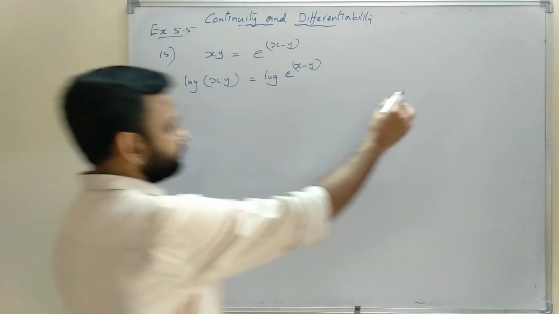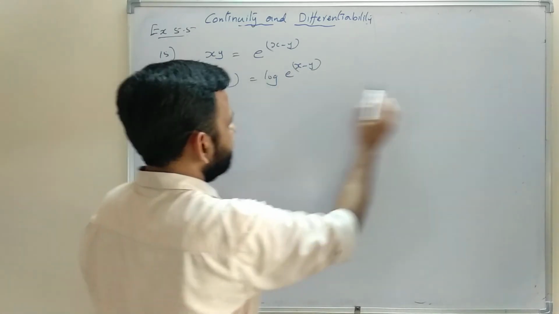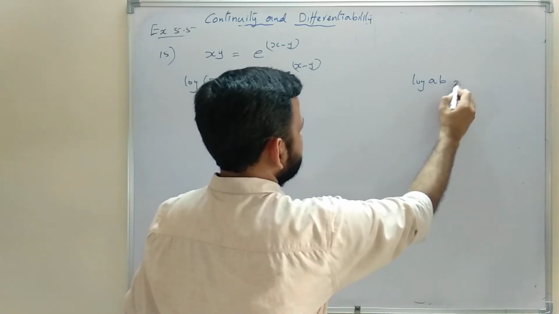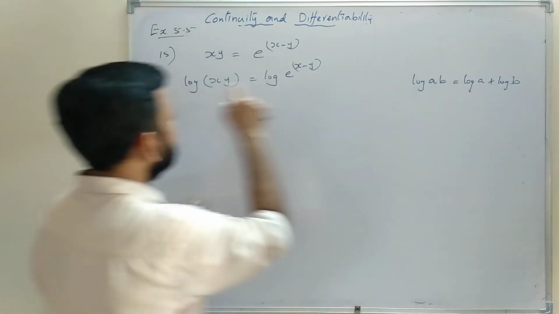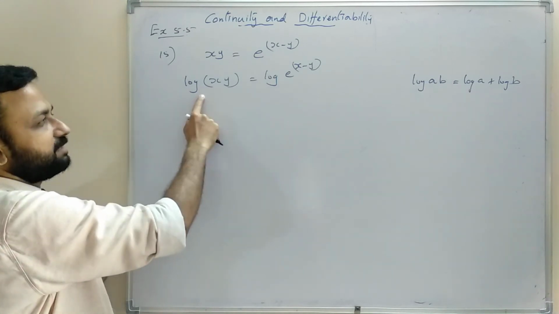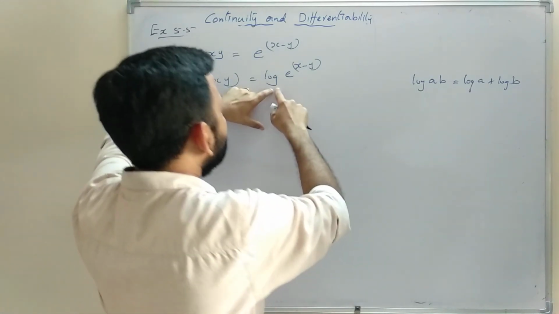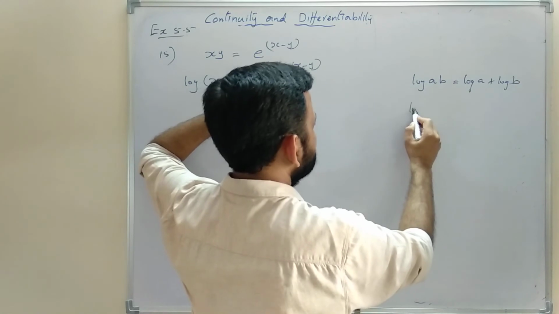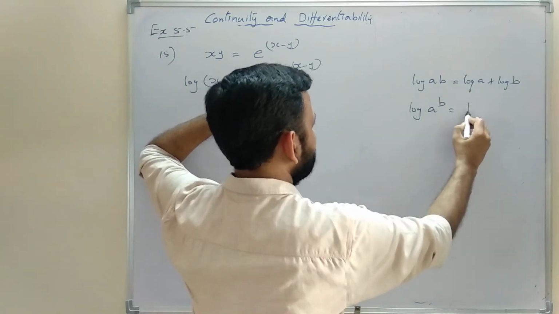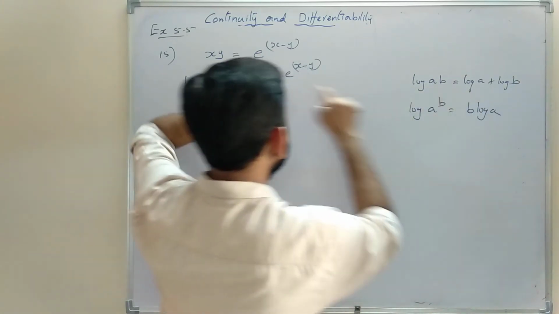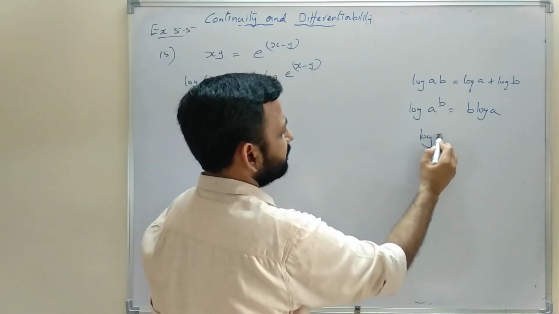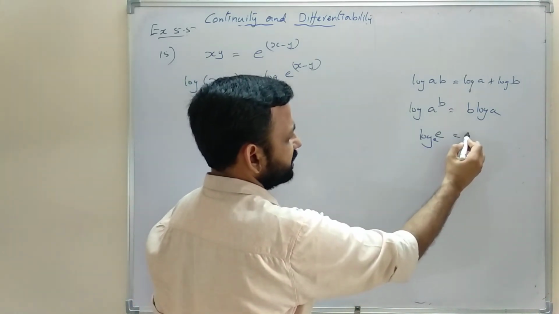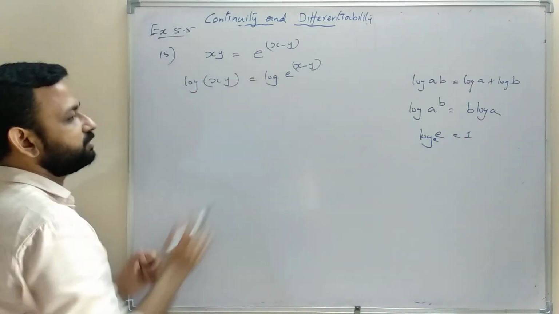Then log AB equals log A plus log B. That rule we can apply in the LHS. And here, log e raised to x minus y, log A raised to B equals B log A. So that rule we will apply here. And here log e with the base e is 1 only. So that also we will use here.